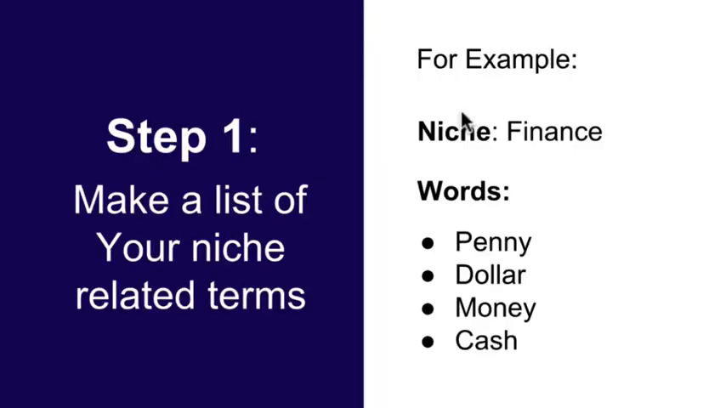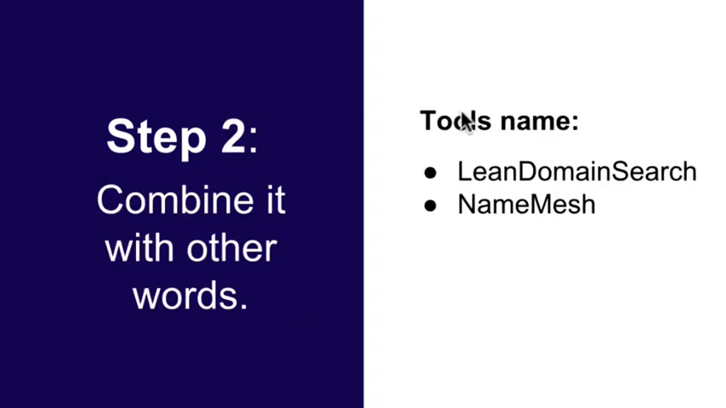Step 1. Make a list of your niche related terms. Now what are niche related terms? The terms which explain your niche. The terms which are widely used in your niche. So for example, if your niche is finance, the most common words in the finance niche are like penny, dollar, money, cash, okay, debt, something like this. So make a list of the most commonly used terms in your niche, then combine it with another random word.